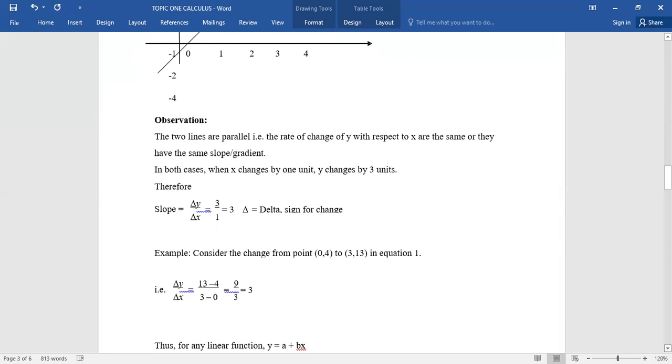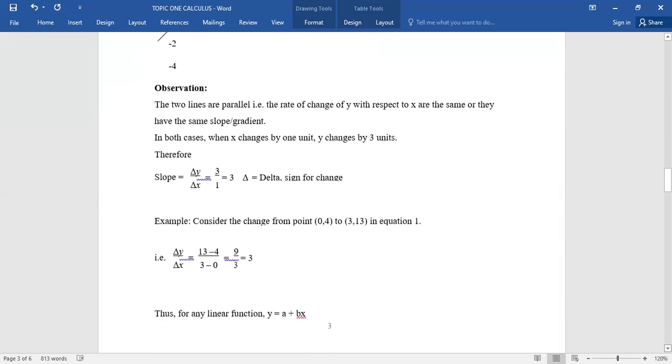So if we take any two coordinates on the two linear functions that you've been given, we can say that in both cases, when x changes by one unit, y is changing by 3 units. Yeah, 6 divided by 2 is 3. So when x changes by one unit, our y is changing by 3 units.